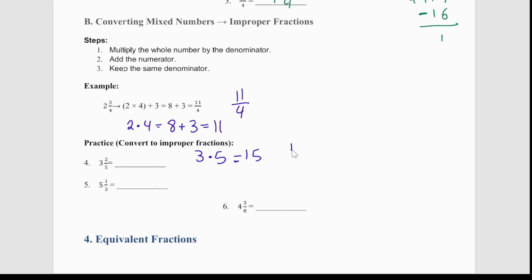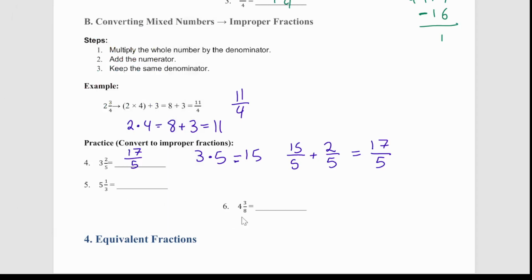Then I'm going to take that 15/5 and that original 2/5 that was also part of that mixed number to get a total of 17/5. If I have 15/5 and 2 more fifths, that gives me 17/5. Similarly, for 5 1/3 and 4 3/8, go ahead and pause your video to see if you can convert those two.